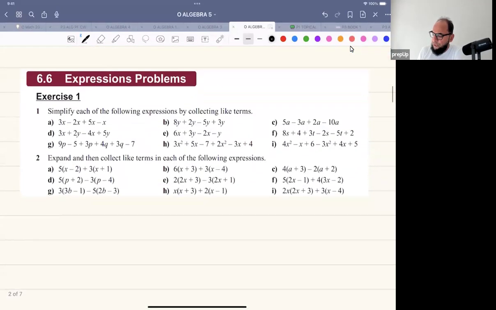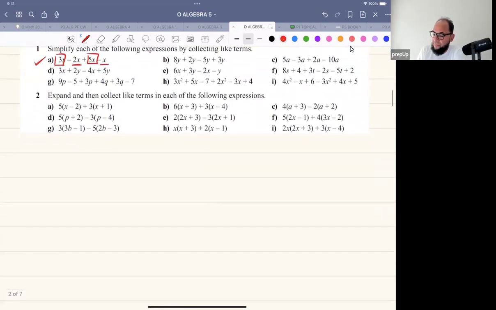So now, first of all, this is the basic thing, just showing you that when we simplify the expressions, that's very easy. This is 3x, this is 5x, this is negative 2x, negative x. This is simple addition, subtraction. We all are aware of it.